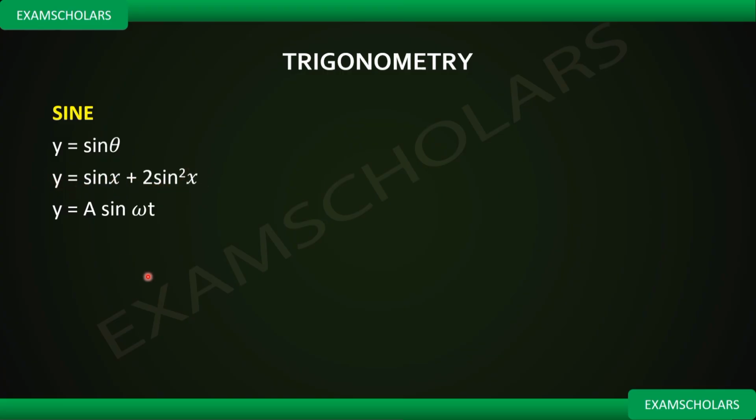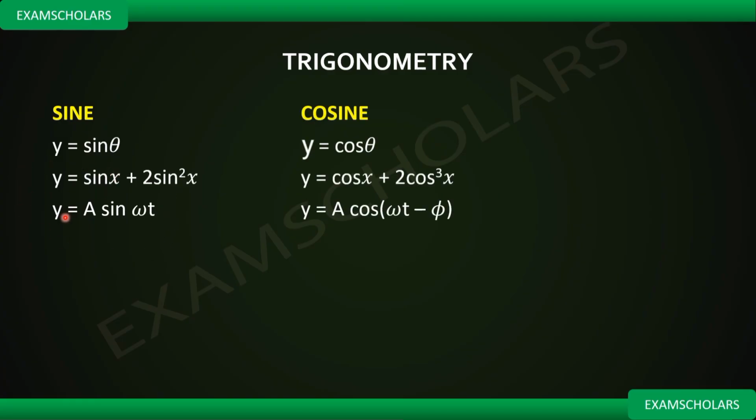Now, let's go back to waves, simple AC circuits, and oscillatory motion. You can see that y = A sin ωt. Here A is the amplitude, the maximum displacement. Omega is the angular frequency or angular velocity. And t is time. You can see that this is also a sine function.